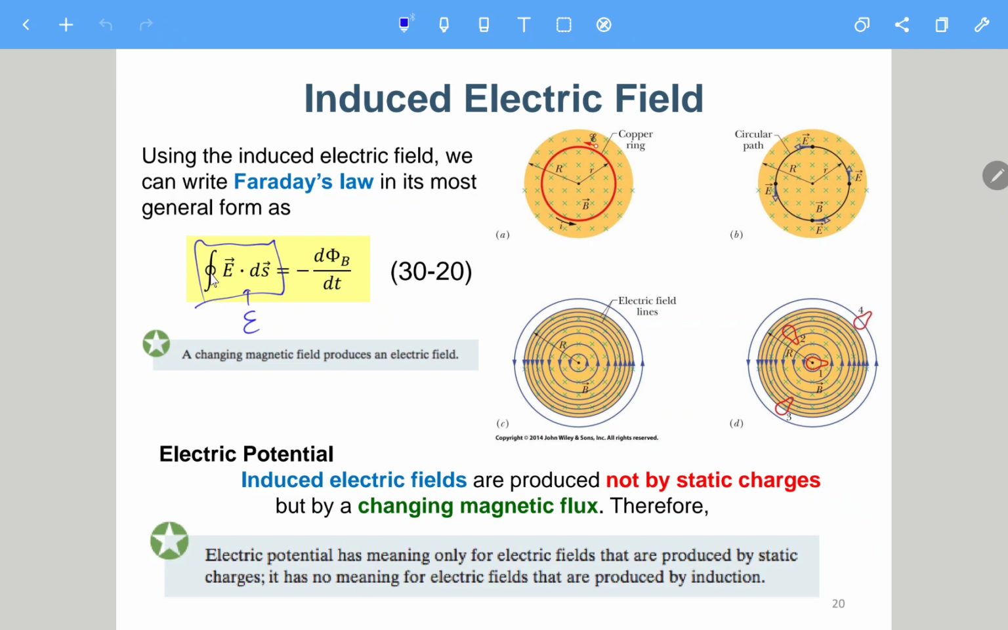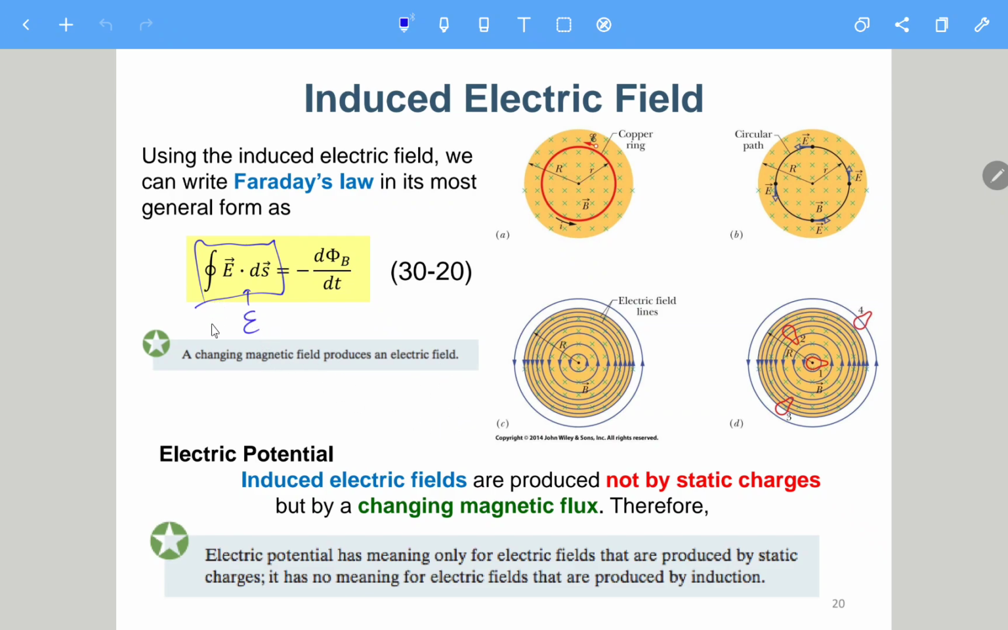So here is a line integral of E dot ds, equal to this thing. Here you can see the E field, which we call the induced E field. And here is the highlight: a changing magnetic field, which means this part, because the magnetic flux is changing, which means the magnetic field is also changing, produces an electric field. So a changing magnetic field produces an electric field.